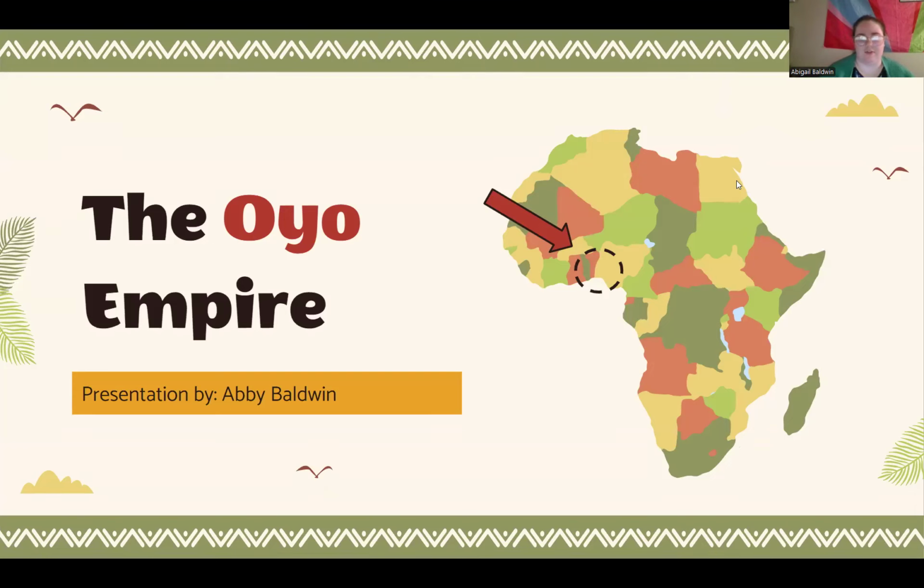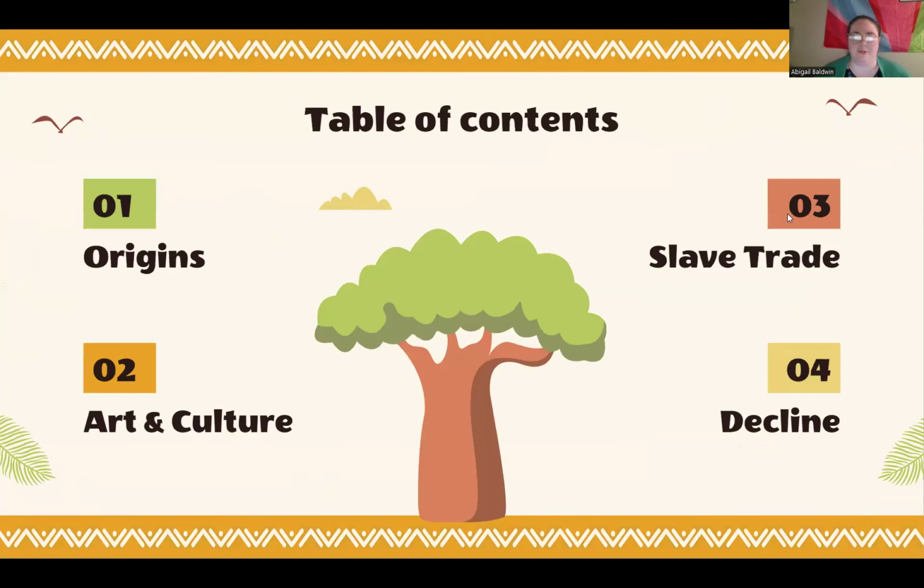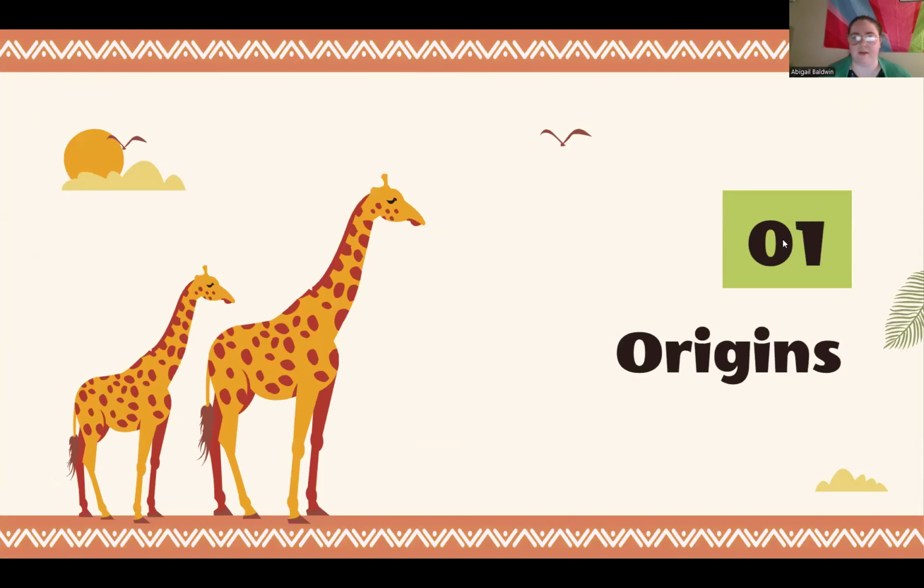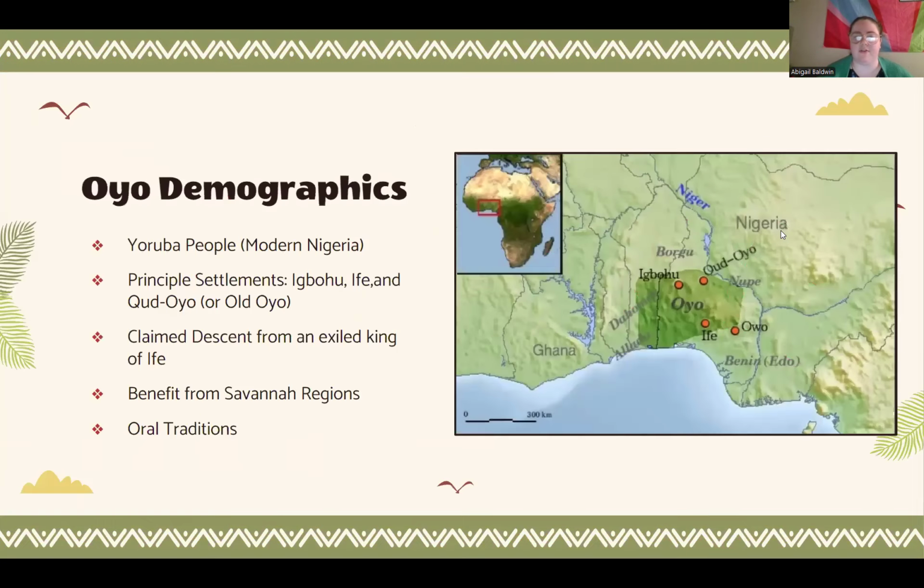As you can see, I have a little graphic. I'm really proud of that graphic. So I'm going to talk about the origins of the Oyo, and then I'm going to give a brief introduction and highlight some of the art and culture surrounding the empire. Then I'm going to discuss the slave trade and their expansion and growth. And then I'm finally going to discuss the decline of the Oyo. So let's dive right into the origins.